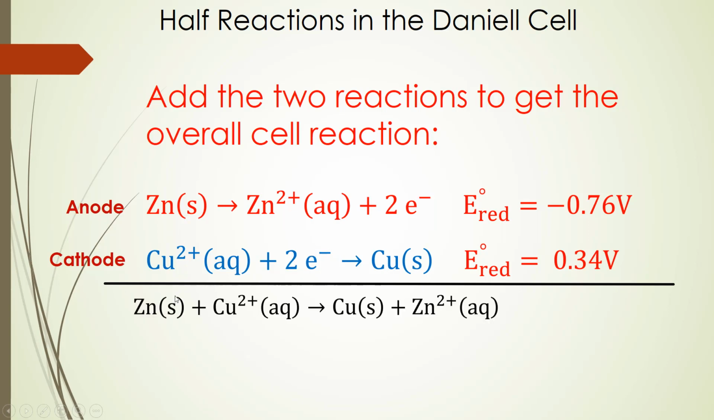So zinc solid and copper 2 plus goes to copper solid and zinc 2 plus. So that's our reaction. Zinc solid going to zinc 2 plus. That squares with what we saw in the Daniell cell, where the zinc electrode is dissolving. Copper 2 plus goes to copper metal. That also squares with copper metal being deposited on the copper electrode.